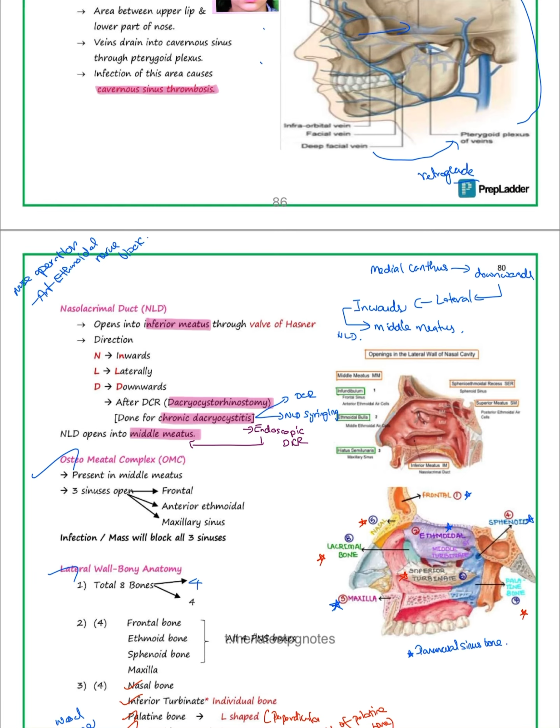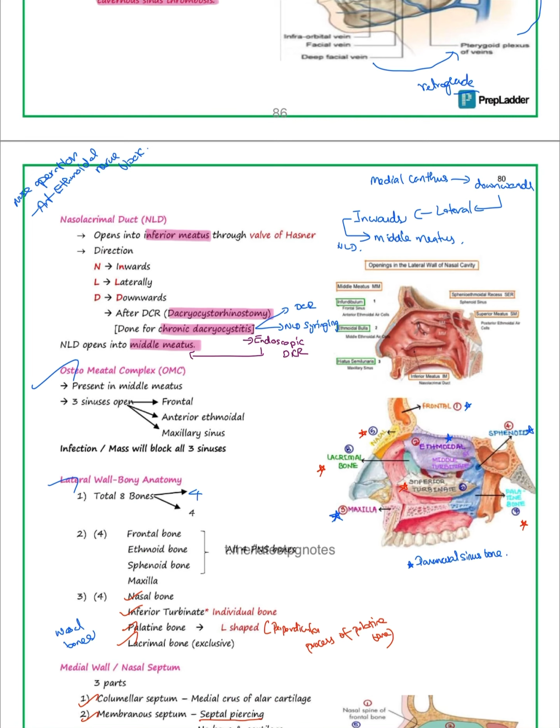Then infection of this nasolacrimal duct is known as chronic dacryocystitis. So you should perform NLD syringing or DCR, dacryocystorhinostomy, to treat this chronic dacryocystitis. Nowadays endoscopic DCR is available.